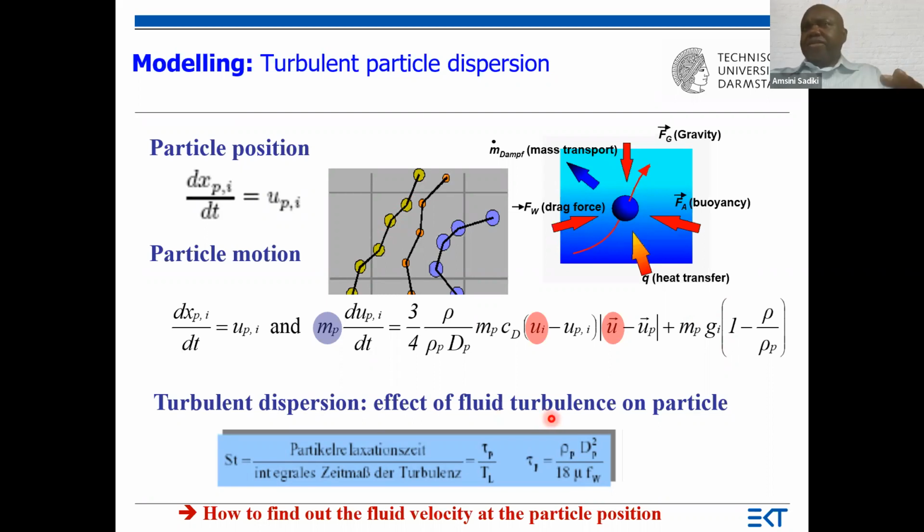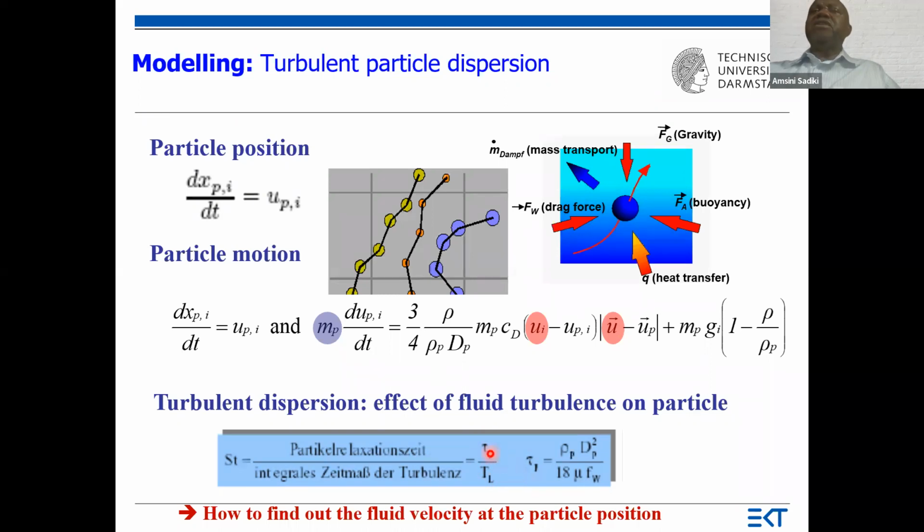For that, we can introduce this quantity, the Stokes number. It is the ratio of the relaxation time divided by the integral time for the turbulence. If this quantity, as we said yesterday, is very small, then we say that the particle follows the fluid. If it is large, we say that the particle will not follow the flow.